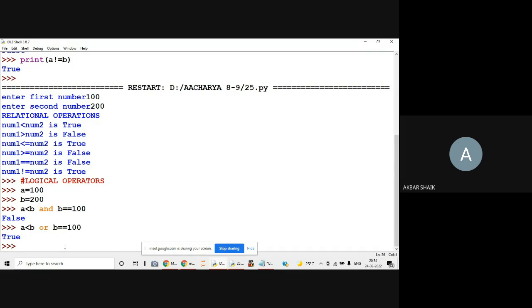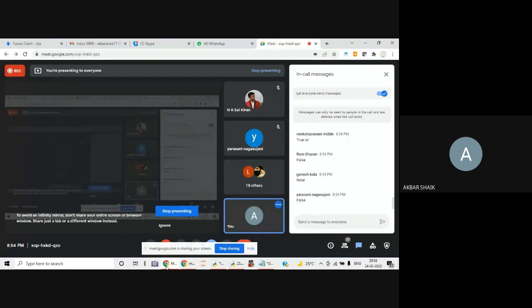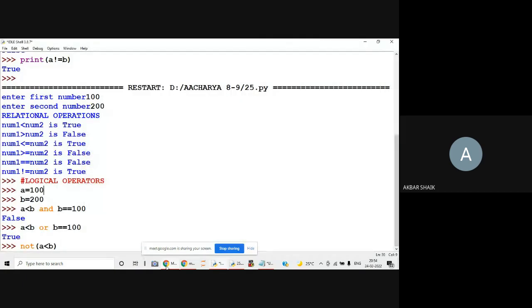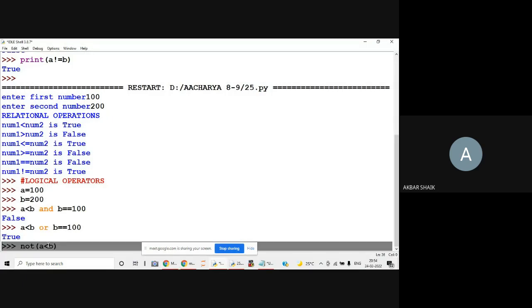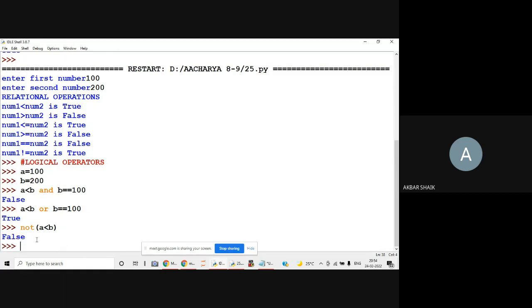Next. Not of A less than B. Please respond with the answer in the chat box. Only 4 answers I got; remaining students, yes. The answer is false. Why? Because A less than B is true actually, 100 less than 200 is true. But I am applying not. Not of true is false. Right?